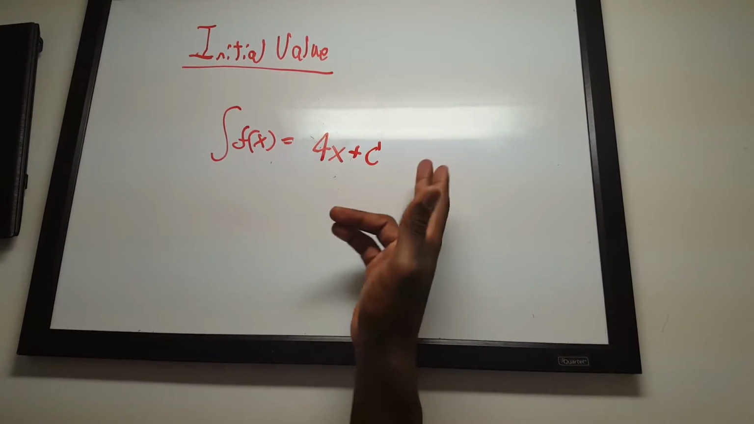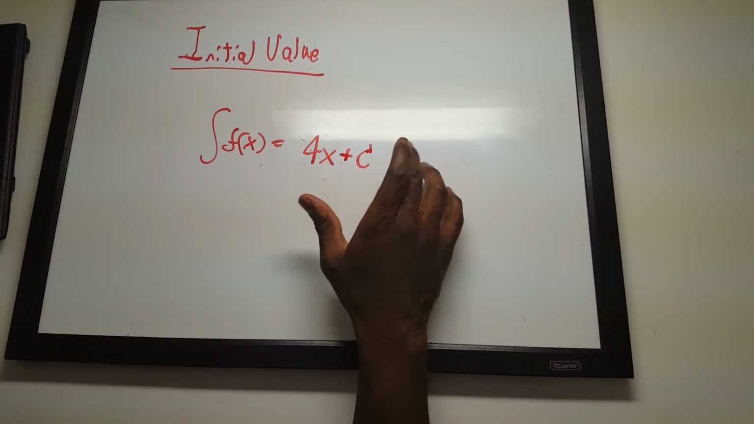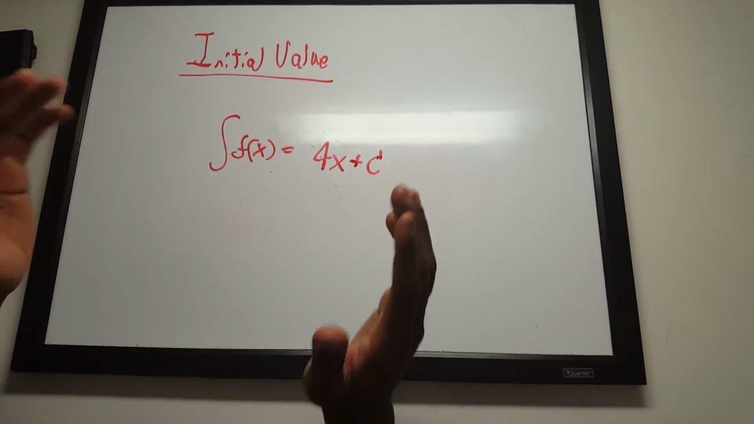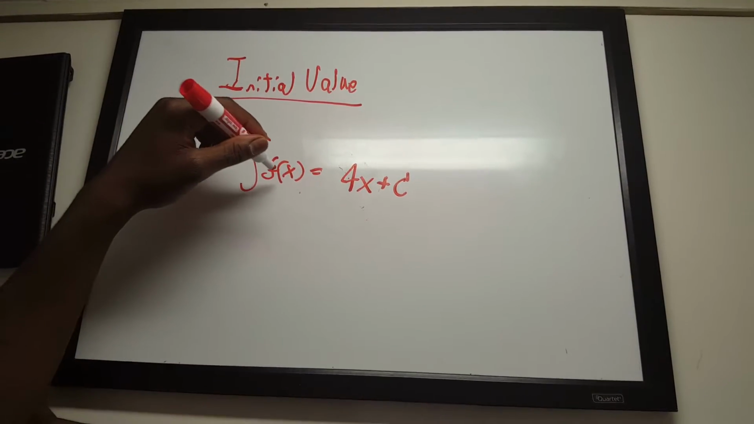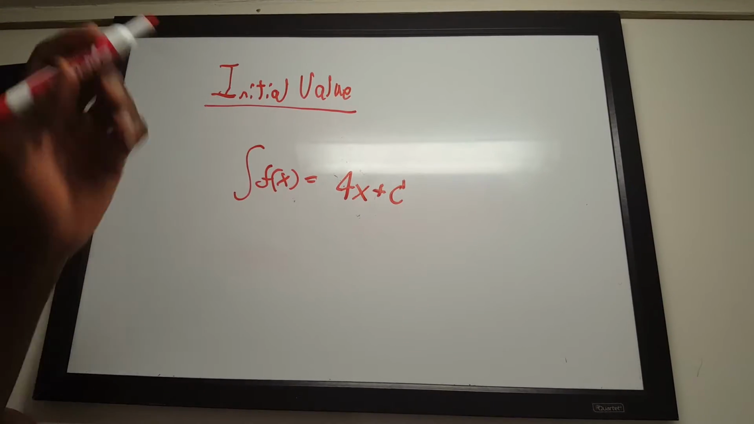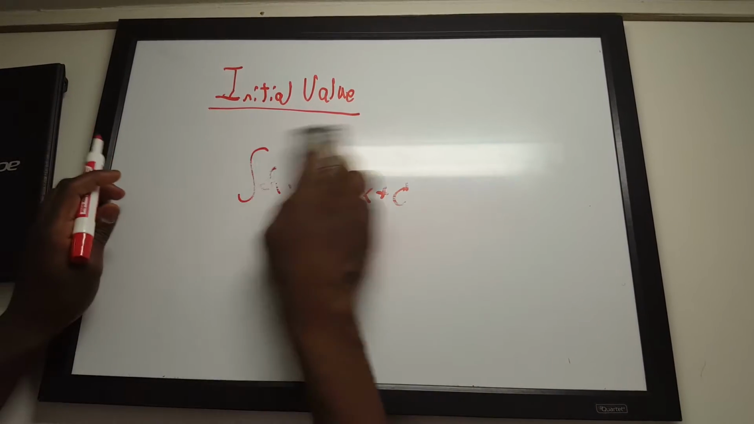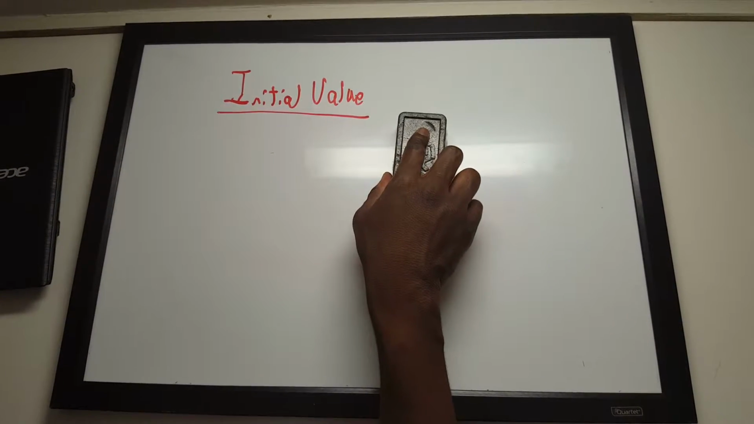However, you can actually figure out what the c value is if you are given an equation, or a set of coordinates. What you're going to basically do is plug in the coordinates and then solve for c with a little bit of algebra. So I'm going to go ahead and give the example that we were given in the book. Now that we have an idea of what initial value is, I'm going to show you how you would find the initial value.